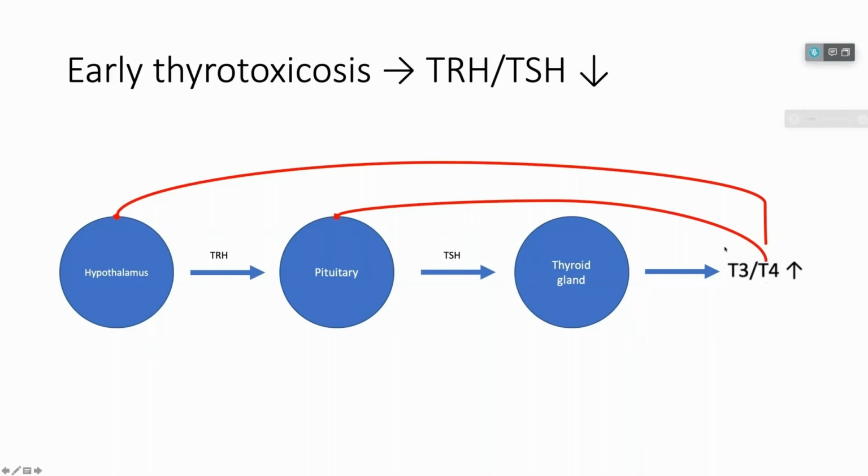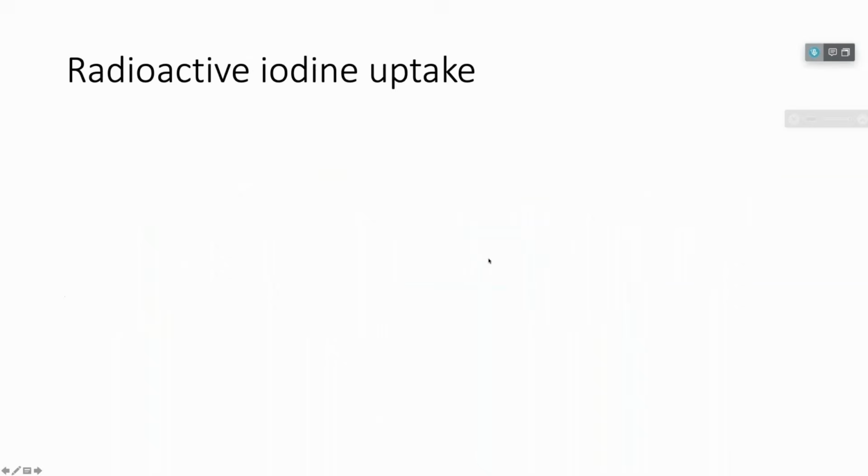We have a release of all that colloid, all that stored T3 and T4. That's going to cause an increase in inhibition of the hypothalamus and the anterior pituitary, which is going to cause a decrease in my TRH and my TSH. Perfect. And we can probably end on this.